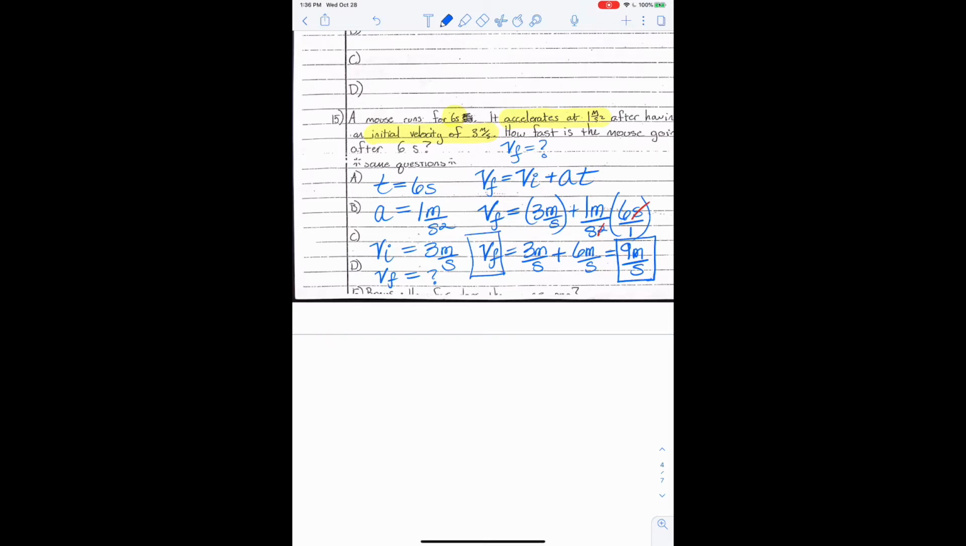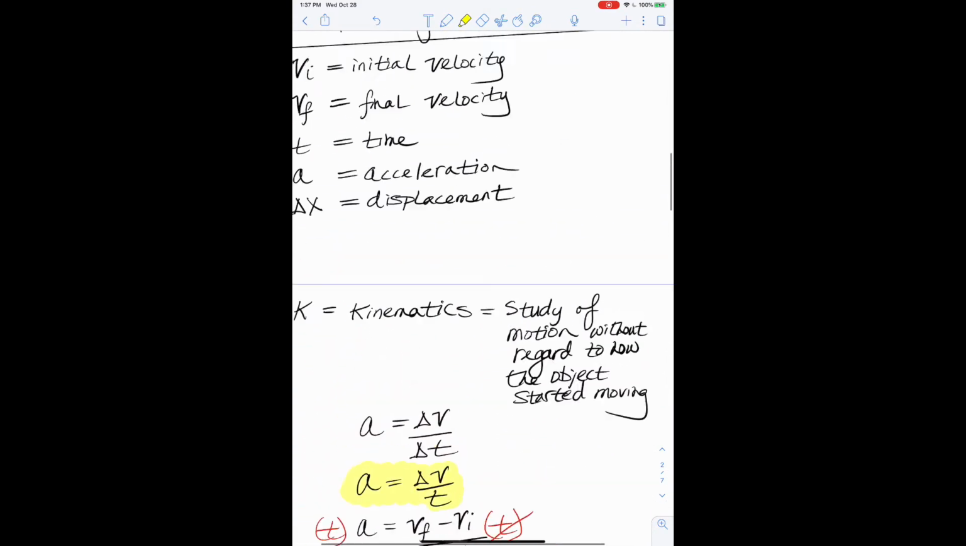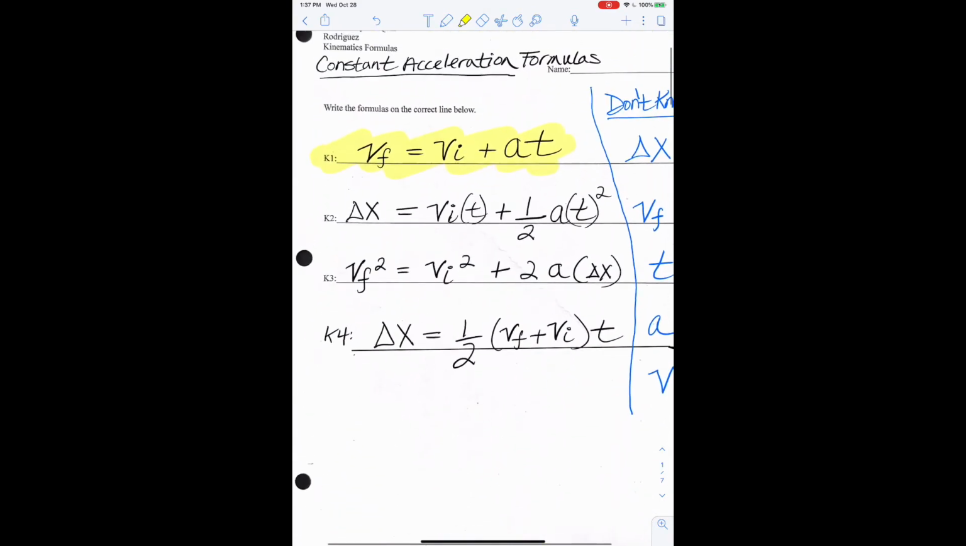Okay, so then there's a bonus question at the bottom, and it says, how far does the moose run? When it asks for that, now it's asking about that last variable that we didn't worry about, right? Meaning, what is delta X? We just said that VF is equal to 9 meters per second. But now we need a K formula that has delta X in it. So I'm going to go back up to my formulas and pick one that has delta X in it. I see 3 of them, right?